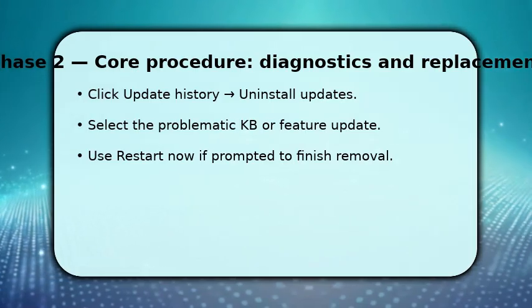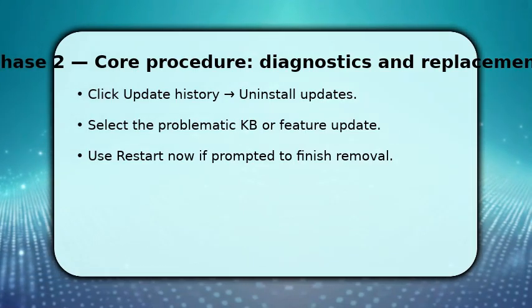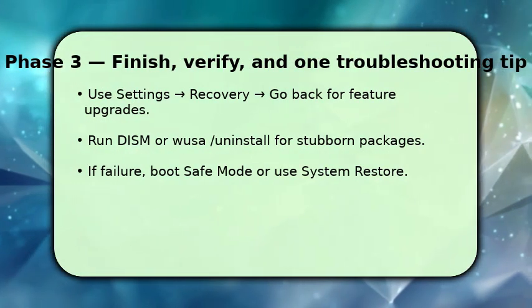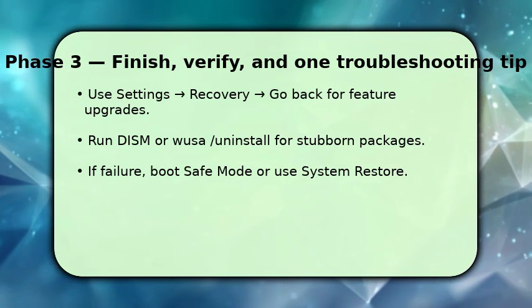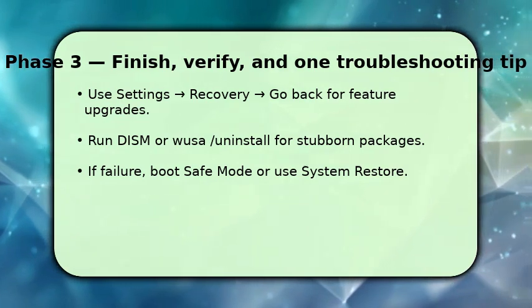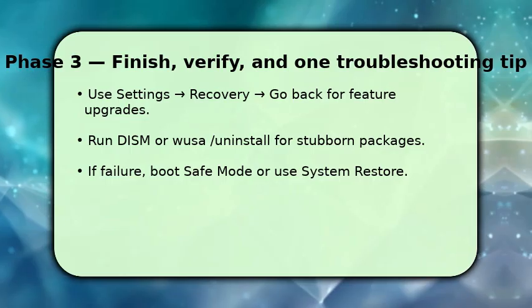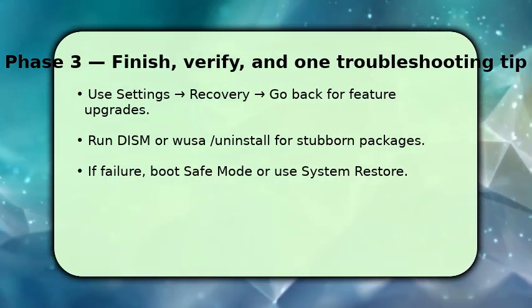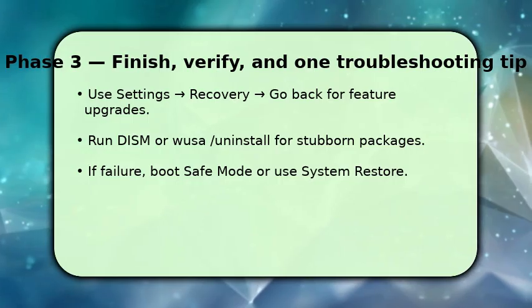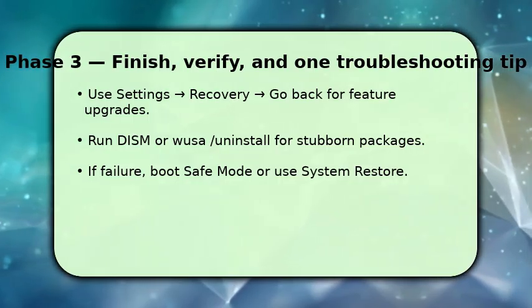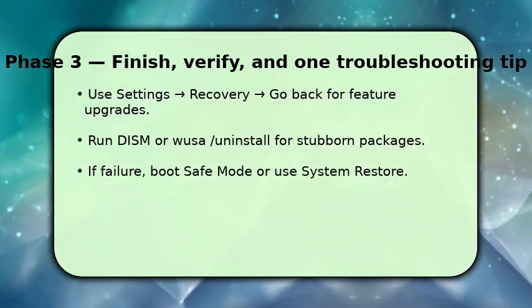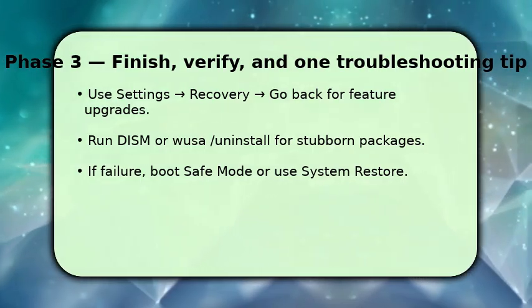If the standard uninstall fails, you can use Recovery, right arrow, Go back to return from a recent feature upgrade within 10 days. This preserves apps and settings. For stubborn updates, run dism or wusa /uninstall with the KB identifier. These tools target packages directly. Once complete, verify device drivers and update blocks to prevent reinstallation. If issues persist, boot into Safe Mode and retry, or restore a system restore point.